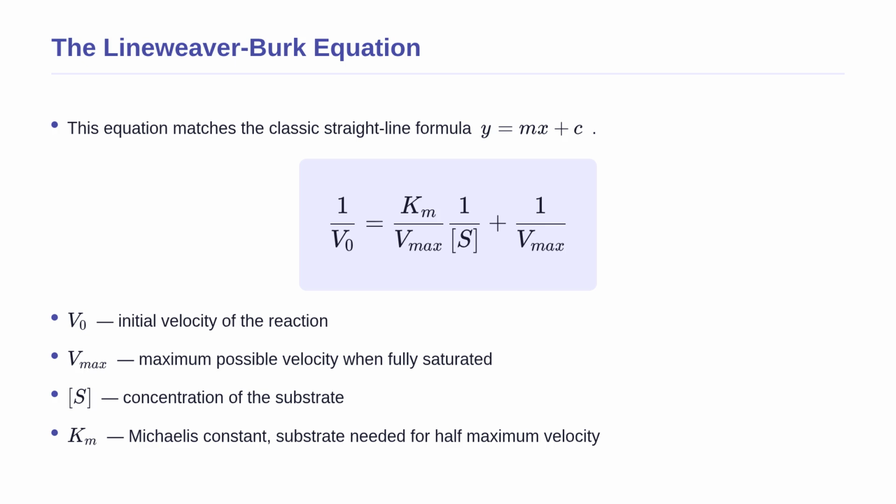Finally, Km is the Michaelis constant, which tells us the substrate concentration required to reach exactly half of the maximum velocity. Notice that our y-axis variable is 1 over v0, and our x-axis variable is 1 over s. If the maximum velocity is very high, the y-intercept becomes very close to 0.